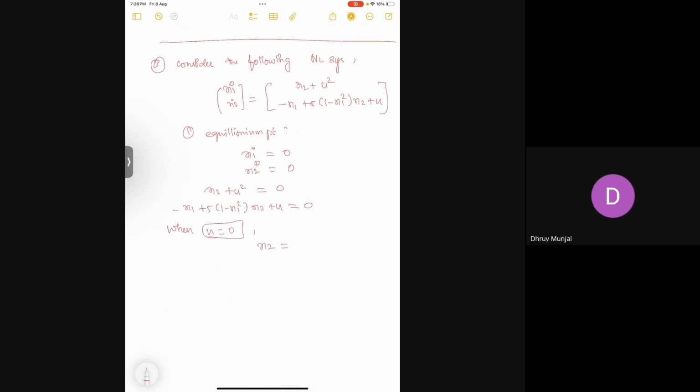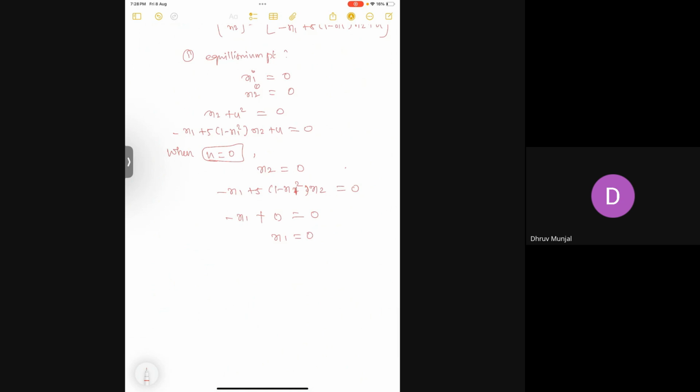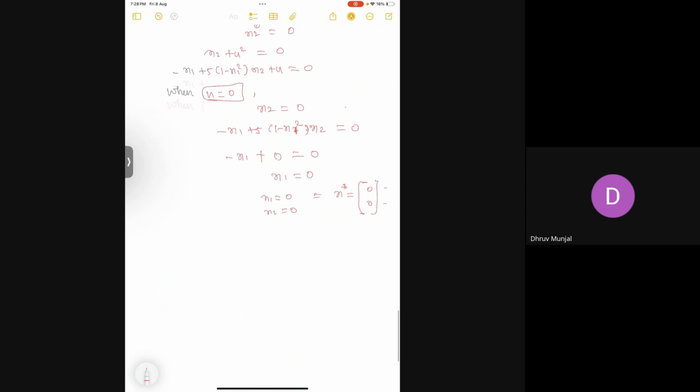So this will give me x2 equal to 0, minus x1 plus 5 into 1 minus x1 square x2 equal to 0. So x2 is already 0. Wherever there is x2, you can put 0. x1 plus this term will go to 0 equal to 0. So x1 will also be 0. So the equilibrium points here are x1 equal to 0, x2 equal to 0. So this will be x star. Usually we represent this equilibrium point using star. So this is x1, this is x2, right? 0, 0 are the equilibrium points.